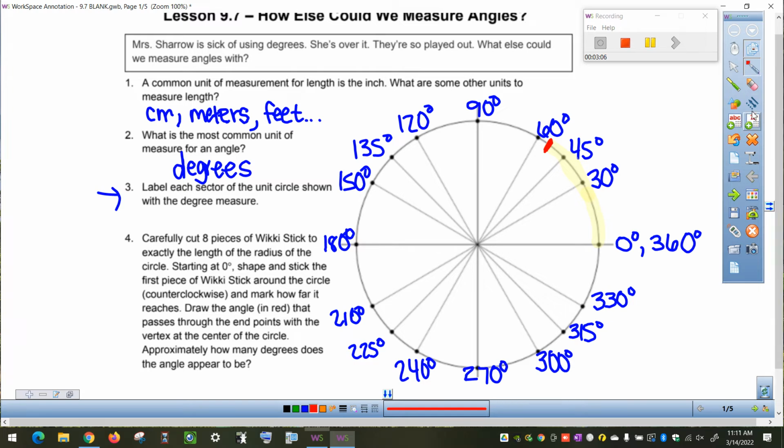And then from that mark, let's draw a line directly to the center of the circle. Notice how it's in between the 45 degree and 60 degree position. So it doesn't perfectly line up with one of the lines that we had previously drawn on this circle.